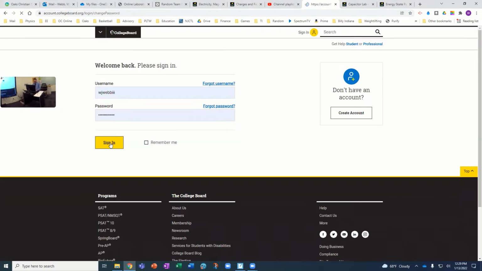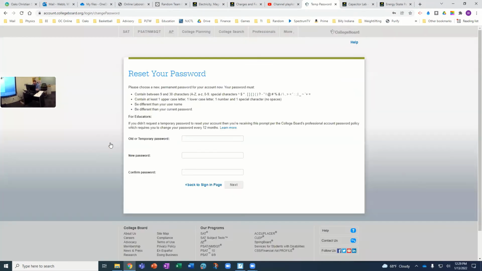All right, is it going to work now or not? Why is it making me do this? You didn't request a temporary password to reset your account. Oh, so you have to change it every 12 months, and right now they're making you do it. Okay, well, we'll skip the video then, and we'll look at it another time, because I don't want to mess with that right now.